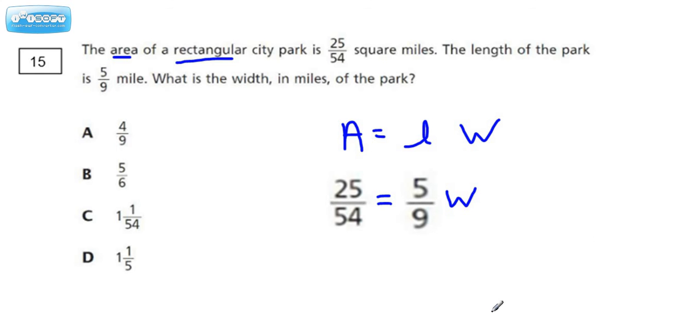All right, when you solve these types of equations, you ask yourself, what's happening to the variable? And the answer to that question is we're multiplying the variable by 5/9. What's the opposite of doing that? It would be to divide by 5/9.